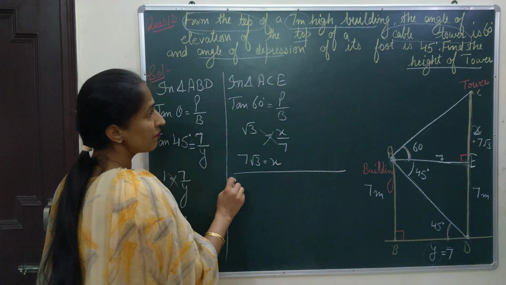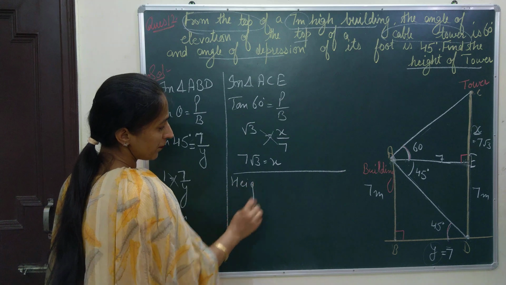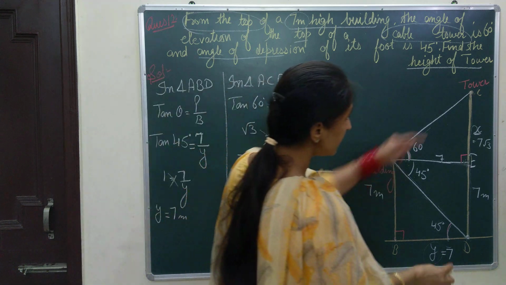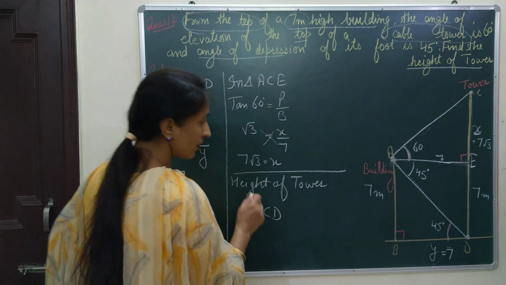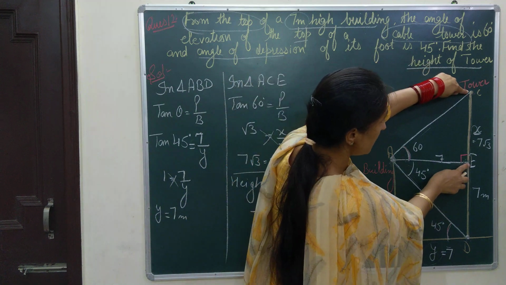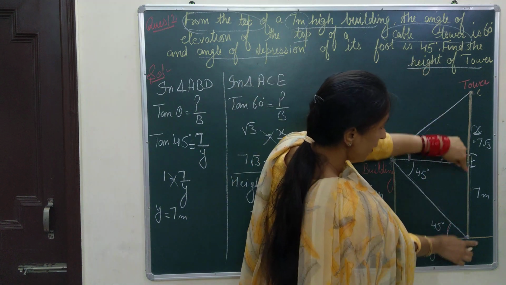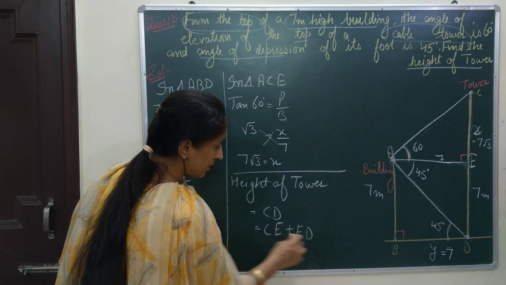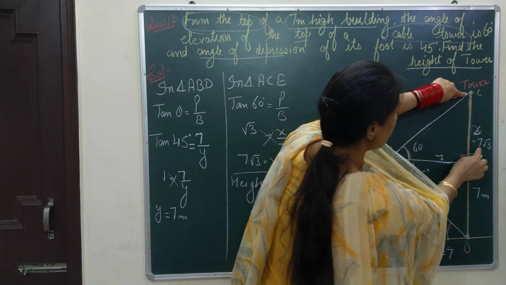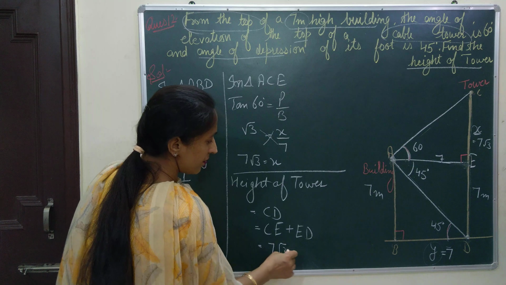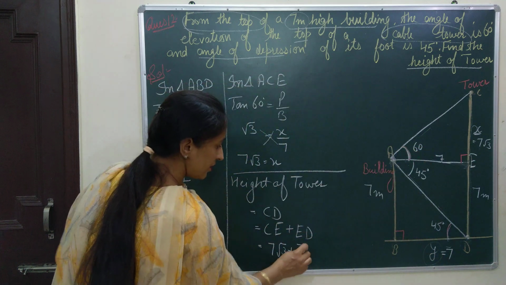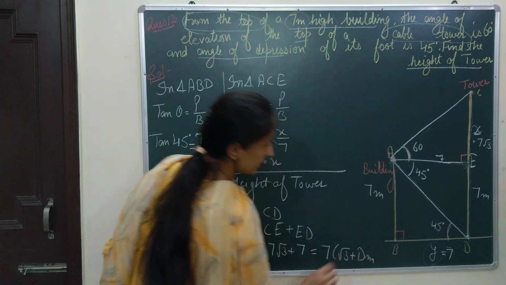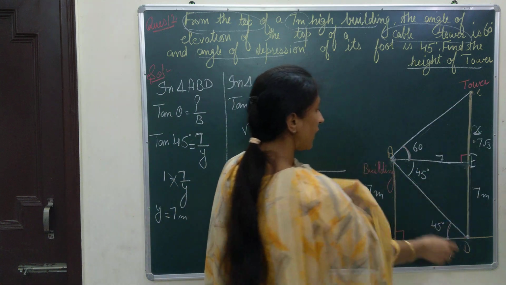Now your question was to find the height of the tower. The tower is of height CD, and CD is made up of two parts, CE and ED. What is CE? CE length is 7 root 3. And what is ED? ED is 7. Take out 7 in common, meters. So what we have done, we were given one tower and one building.